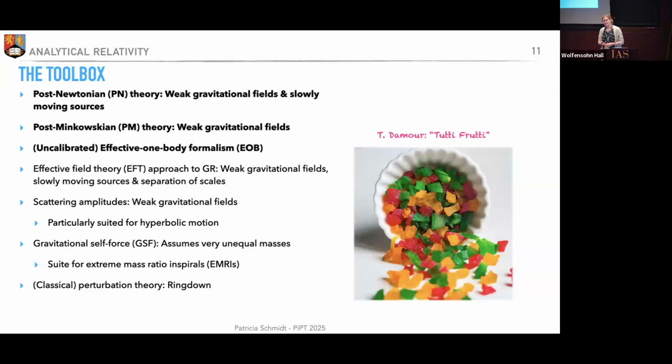So if you are a LISA person and you're interested in those sources that are not accessible in the current generation of ground-based detectors, then probably that's what you would look into. There's the Black Hole Perturbation Toolkit, which is a public code, a toolkit that you can use if you want to play around with generating EMRI waveforms. And then very, very classical, of course, traditional black hole ringdown perturbation theory.